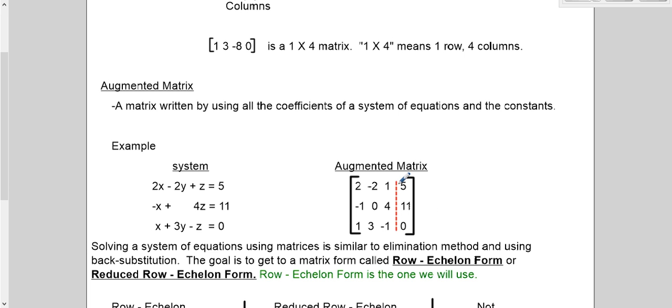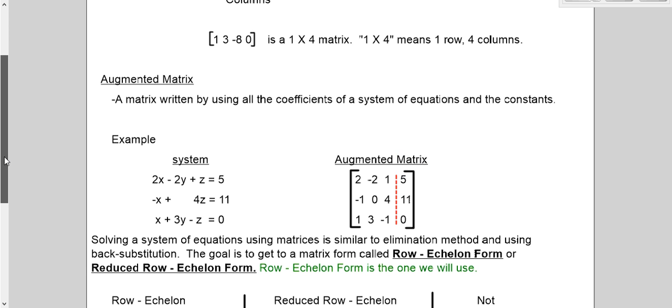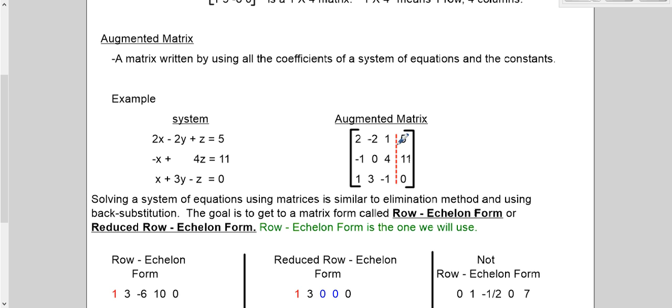Sometimes books will put this dotted line here to separate the coefficients from the constants, and some books don't. But if you want to do that, it's a nice visual for yourself to know where the equal sign goes. And here I can know, okay, that final column is the equal values, and anything to the left of that line is variable columns. So my first column here is my x, my second column is my y, my third column is the z.